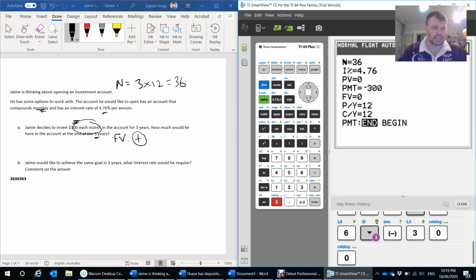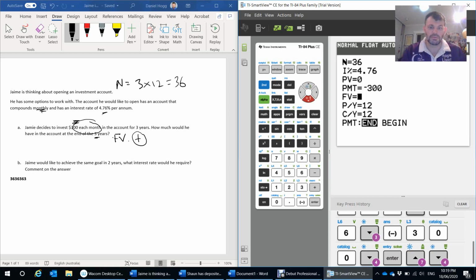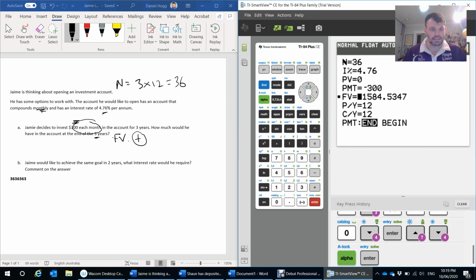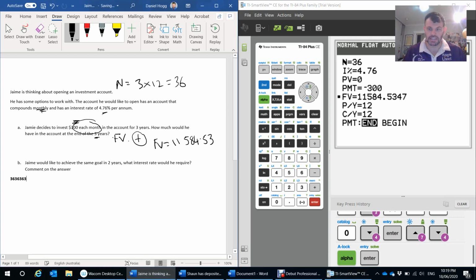So we've got our answers here. Let's now go down to the end, say yep, done. Come back up to the top to where we want to find FV, because that's what we're trying to find. And remember, you must press alpha and then enter. And what we find is that FV is actually equal to $11,584.53, as it says here.